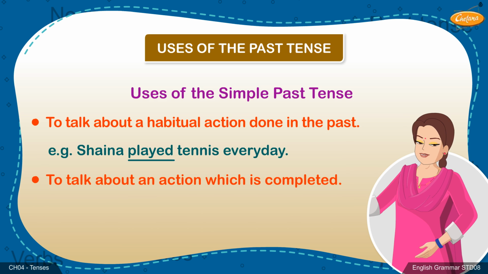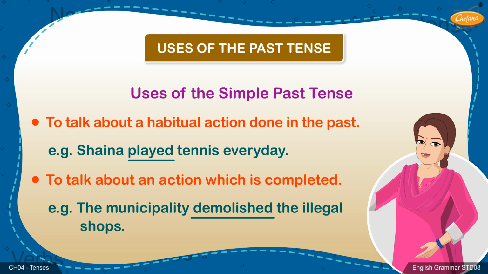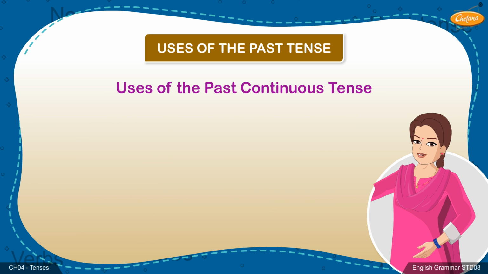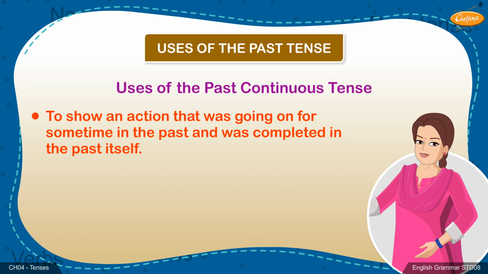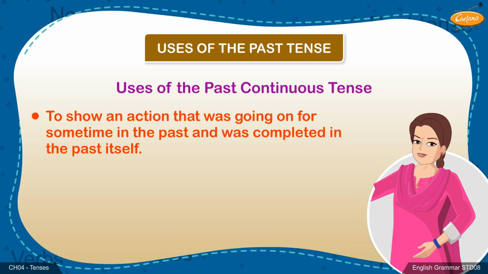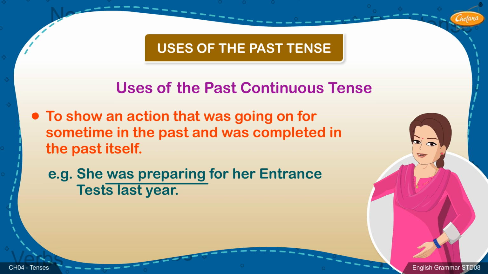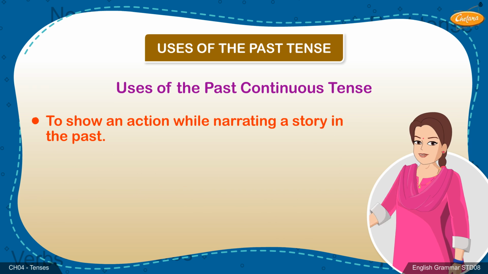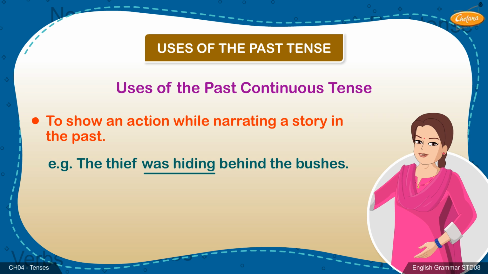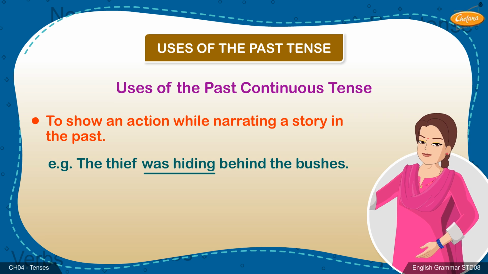To talk about an action which is completed. Example, the municipality demolished the illegal shops. 2. Uses of the past continuous tense. To show an action that was going on for some time in the past and was completed in the past itself. Example, she was preparing for her entrance tests last year. To show an action while narrating a story in the past. Example, the thief was hiding behind the bushes.